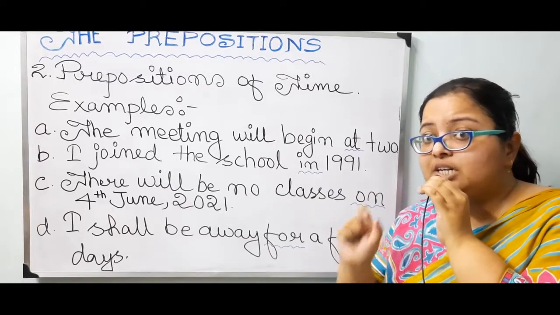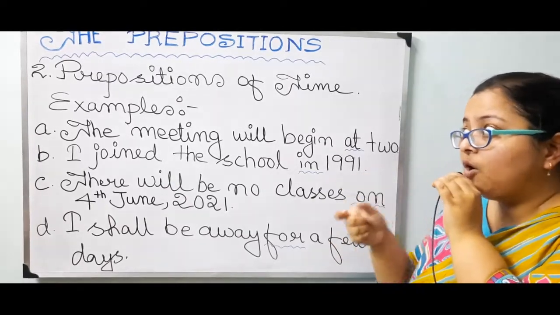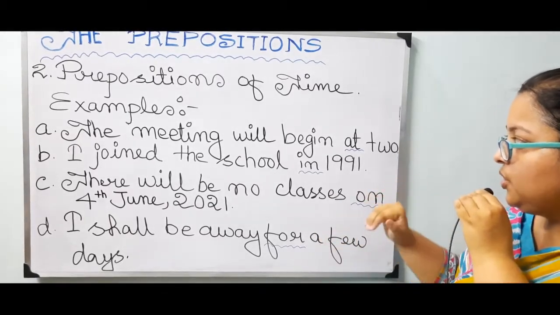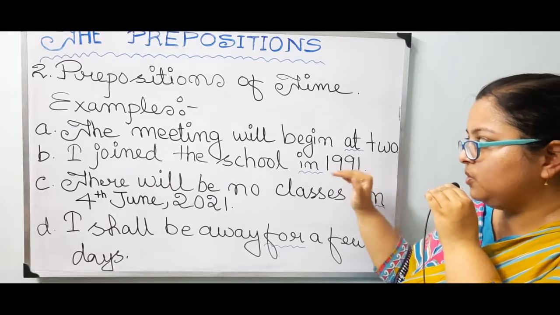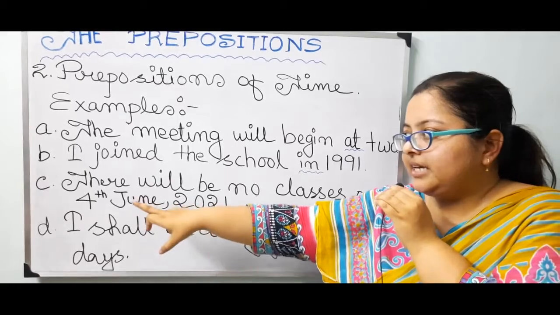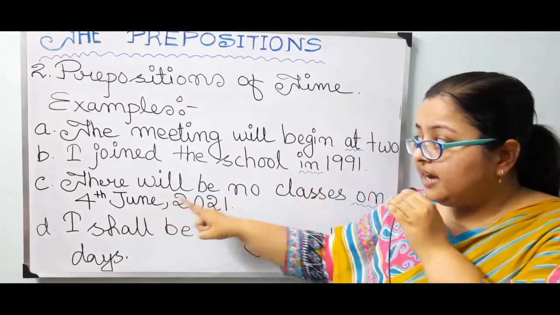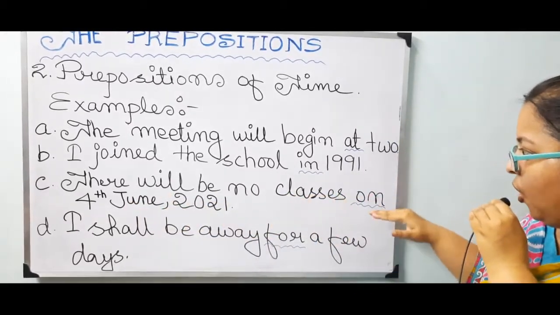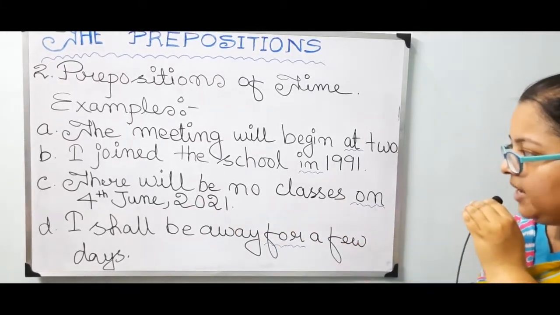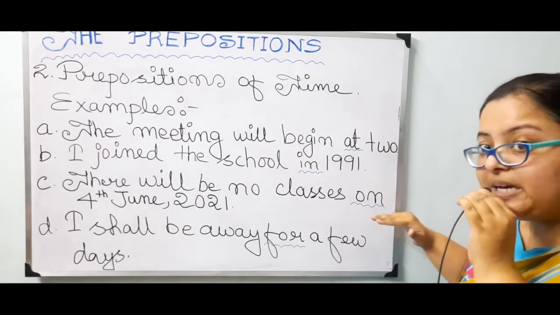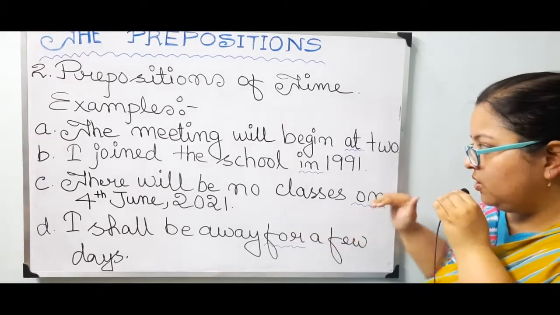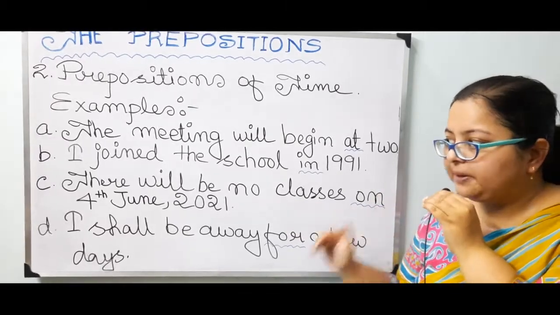But when you mention a particular year, or you remember the particular year, then you are going to place "in" before the year. Suppose, in 1991. Full stop. Next, number C. There will be no classes on 4th of June 2021. So over here, students, specifically the date is mentioned. So "on" has to be put over here.